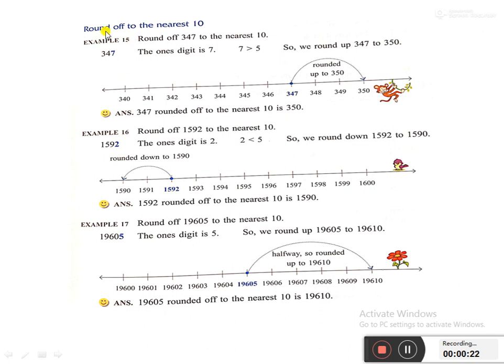Now we are going to find round off to the nearest 10. Example, round off the number 347 to the nearest 10. First we have to make a line. How are you going to make a line, from which number to which number? You don't know, so listen carefully. We are going to find the nearest 10, so first you have to underline the ones place. What is the ones place? The number is 7. So there is change in which place? Tens place. That means we are going to find the nearest 10. That's why there is change in the tens place.